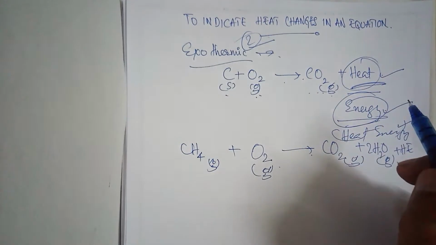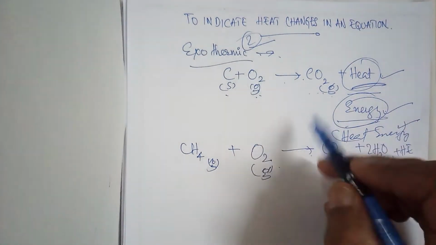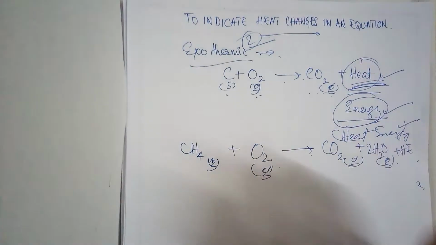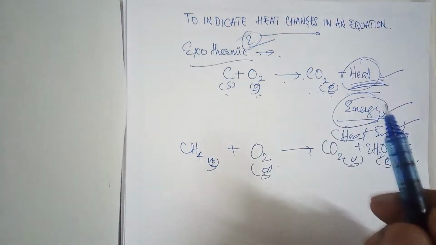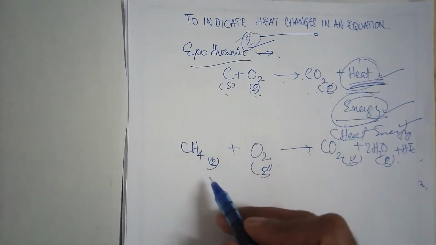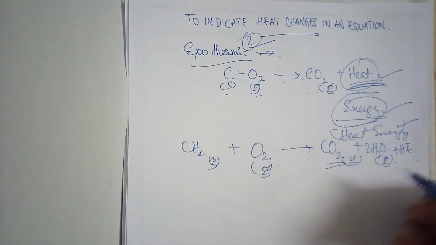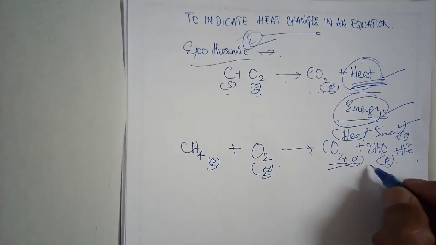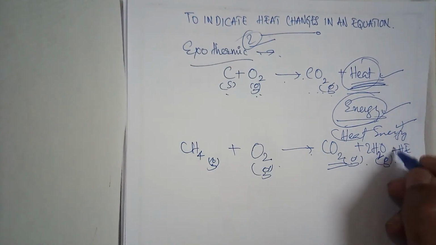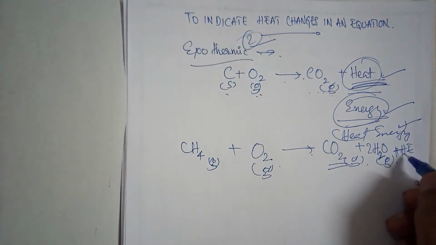So whenever we are told that a particular reaction is an exothermic reaction, we should write heat or energy or heat energy in the product side, or right hand side of the arrow. When natural gas like methane is burned in oxygen, carbon dioxide is formed, and along with it a water molecule is formed. In that equation, heat is also evolved.